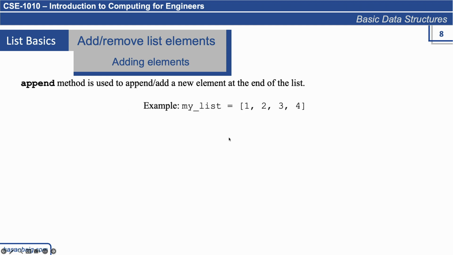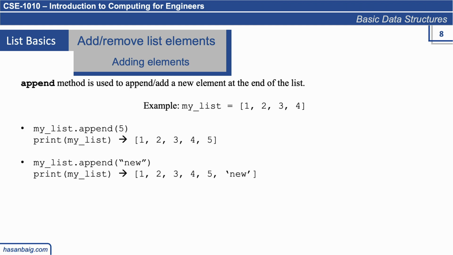So for example, if I have a list like this, my list 1 2 3 4, I can append a new element. I have to specify the value of the element. So my list is this list, and I'm appending a new element, let's say 5. So 1 2 3 4 and 5 would be added at the end of the list. Similarly, I can also append another type of data like "new". New is a string type, and it will be appended at the end of the list.